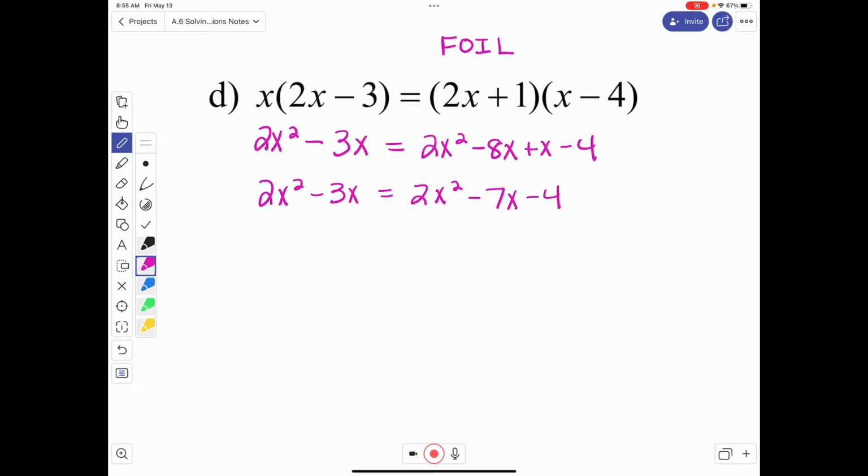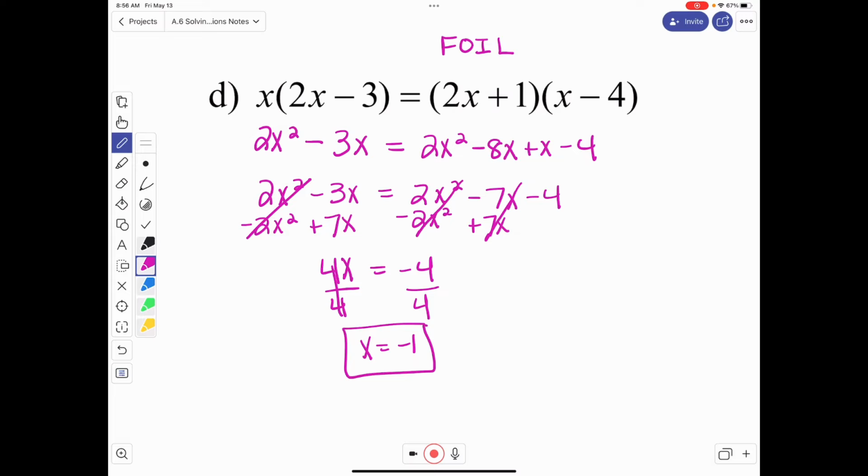And we get the minus 4 there. Okay, so if I start combining, if I subtract the 2x squared, what happens there is those are going to cancel out, so I'm just going to go ahead and mark that out. And I'm going to add my 7x over here. So that's going to give me 4x equals negative 4. And then I will divide by 4. So x equals negative 1. Okay.